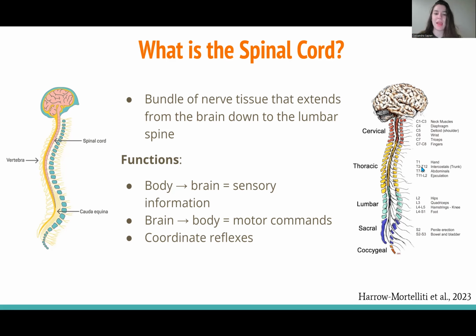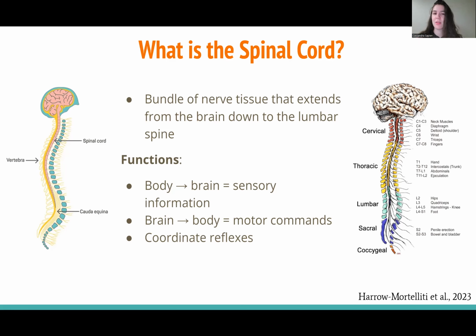The brain will then take this sensory information and devise some sort of response plan for it. So if you do run into that sharp bush or touch a hot curling iron or whatever it may be by mistake, it will send motor commands through the spinal cord out to the rest of the body to get you to pull away that hand or move your body out of the way, kind of like a safety mechanism there. Lastly, the spinal cord can coordinate reflexes.